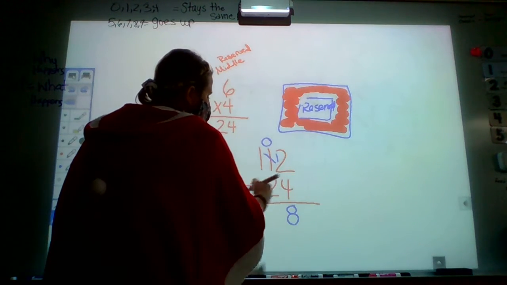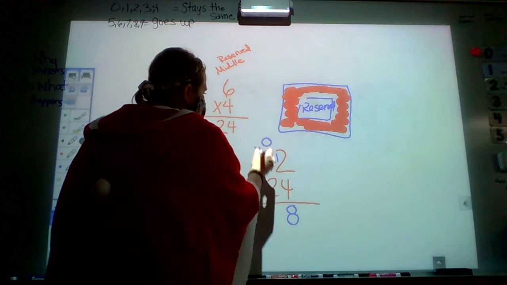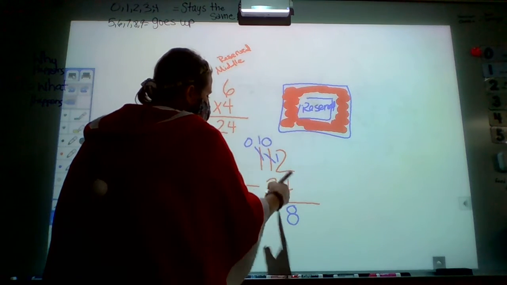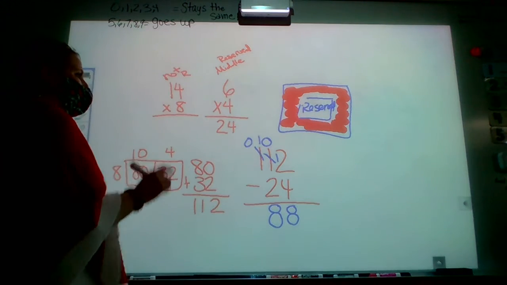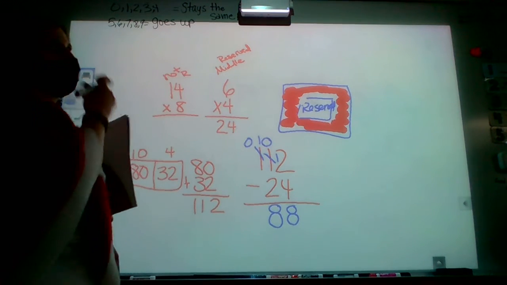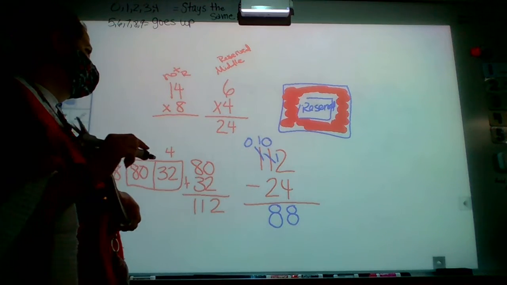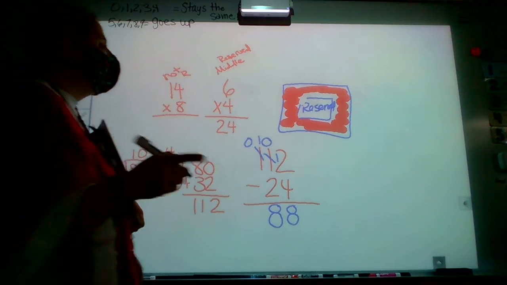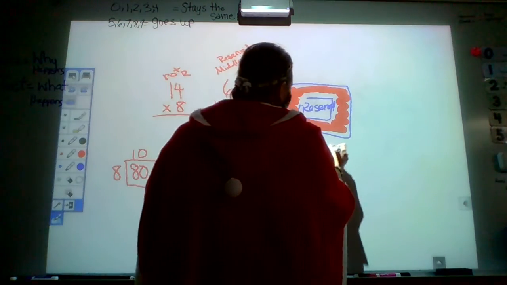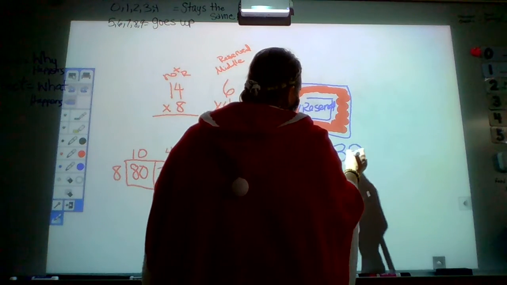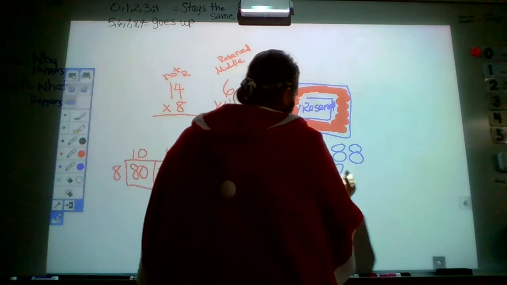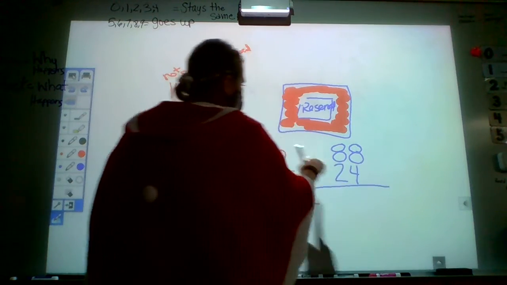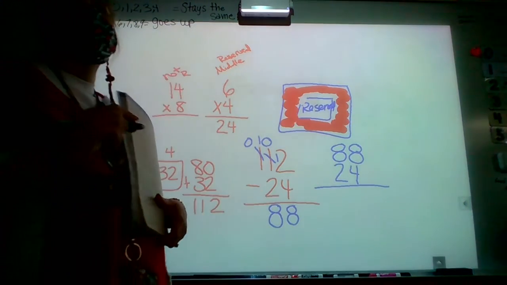Good. 0 minus 2. Can we do it? No. That's going to be a 0. 10 minus 2. Can we do it? Okay. There are 88 not reserved seats. Okay? How could we see if this is true? If there's 88 seats that are not reserved, and we said there's 24 reserved seats, what could we do to figure out if we're correct?